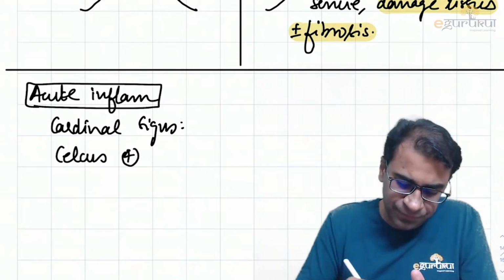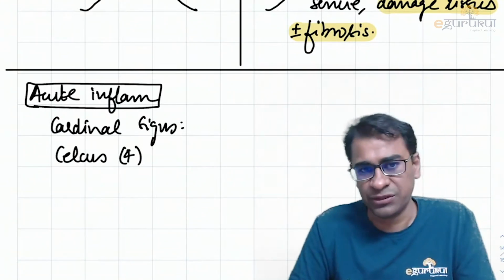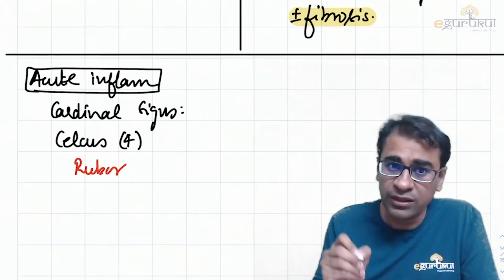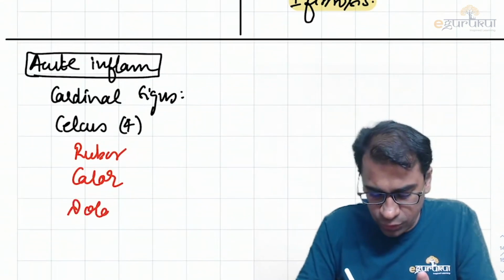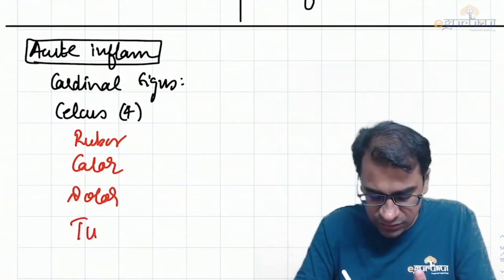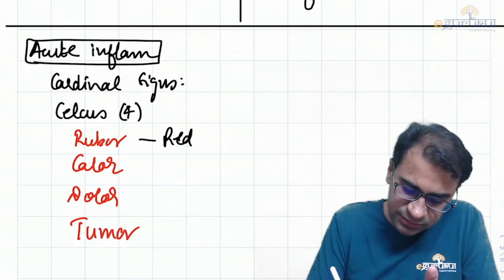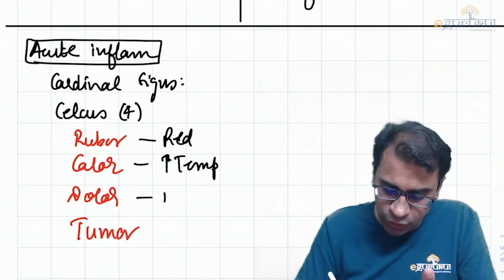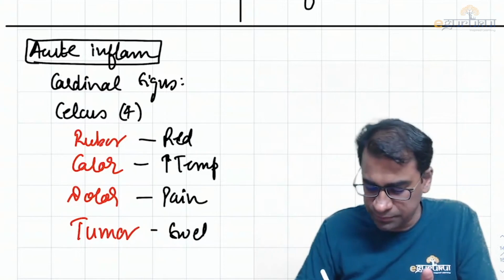The signs were given by Celsus, and Celsus gave us 4 signs of inflammation. They told us there is rubor, there is calor, dolor, and there is tumor. Rubor means redness, calor means increased temperature, dolor means pain, and tumor means swelling.